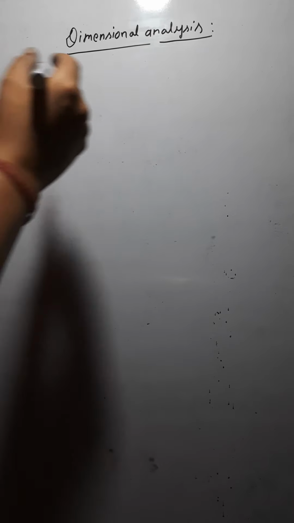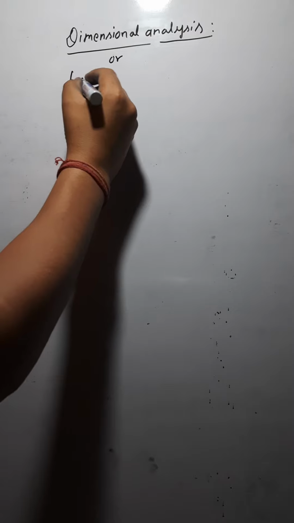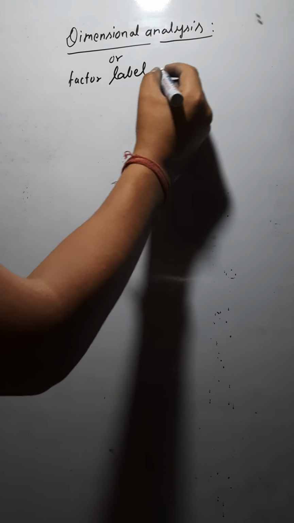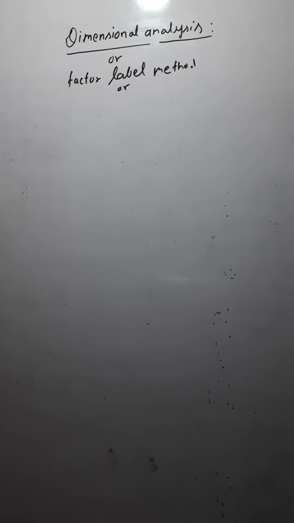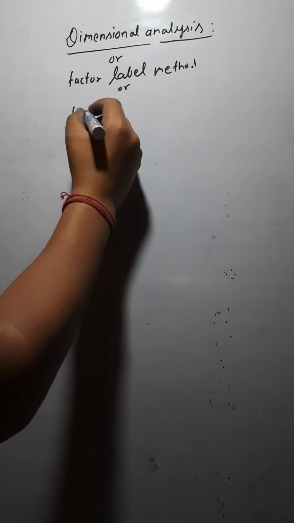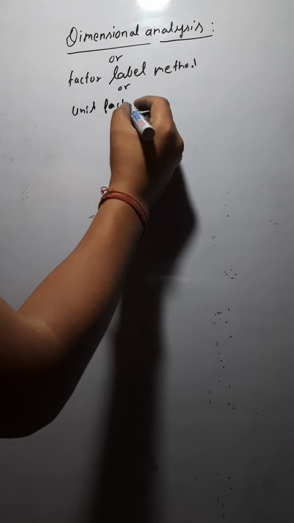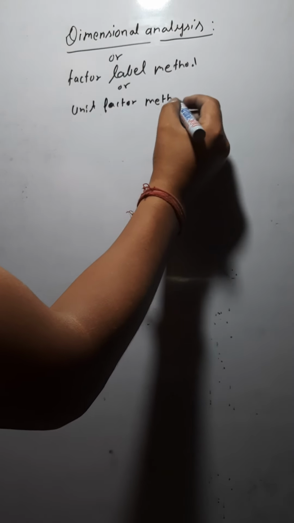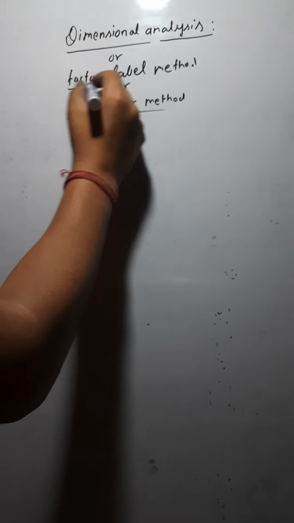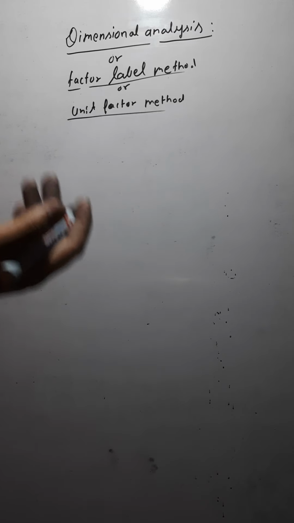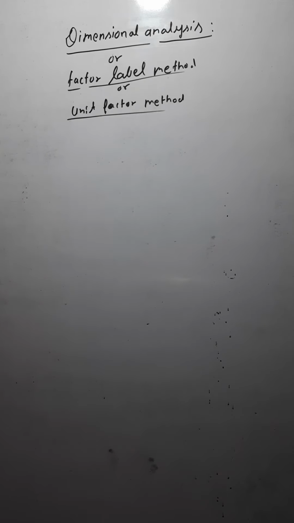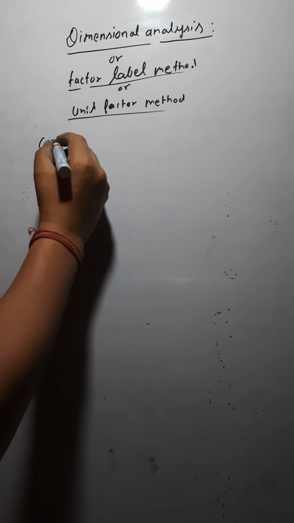So the first one is the factor label method, and at the same time we have another name for this, that is the unit factor method. So we have three different names for the method that we use for conversion purposes. There is a need for conversion while we are converting units from one system to another. Like, suppose we have the conversion of length.